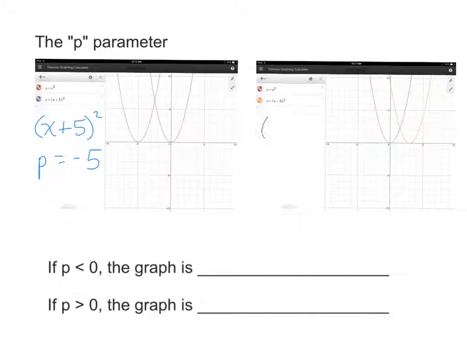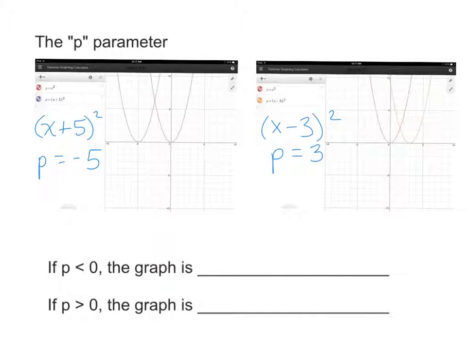This one over here is x minus 3 squared, which means the p-value is equal to 3, because we're subtracting 3 from x. P is the value that you subtract from x. So really you need to take the opposite sign of what you see to find the p-value. If it says x minus 3, we're subtracting 3, so p is 3. But if it says x plus 5, we're subtracting negative 5, so p is negative 5.